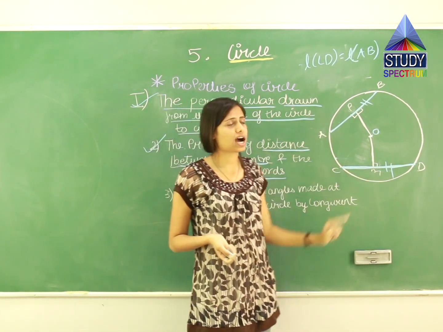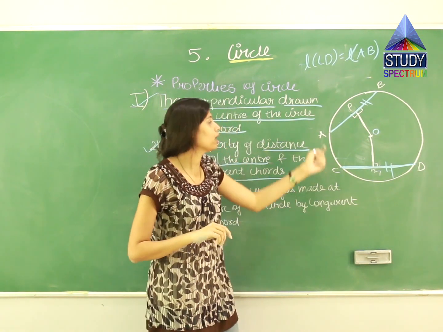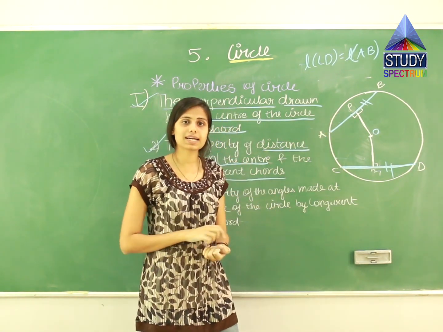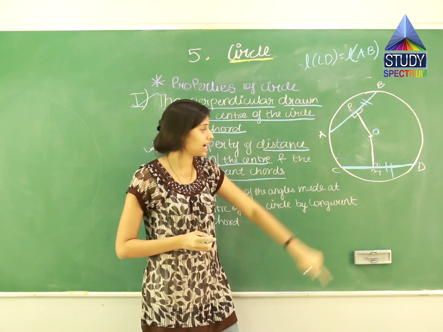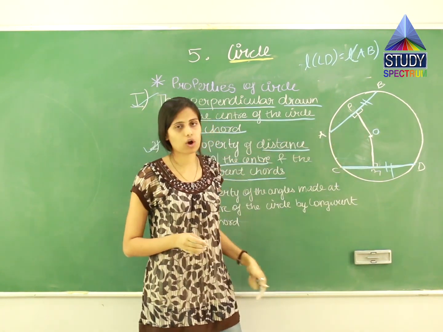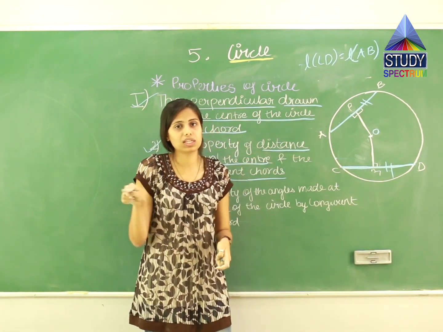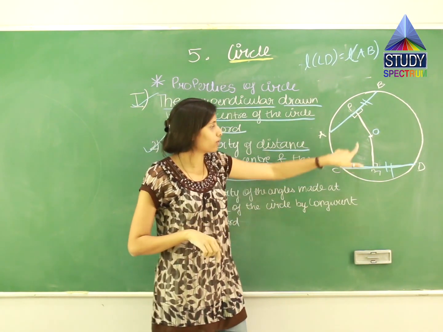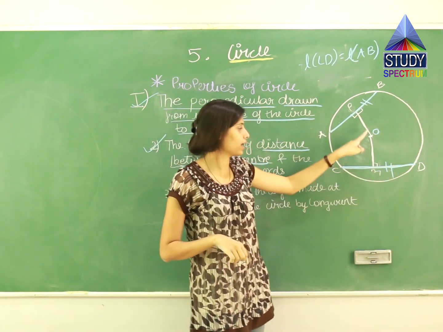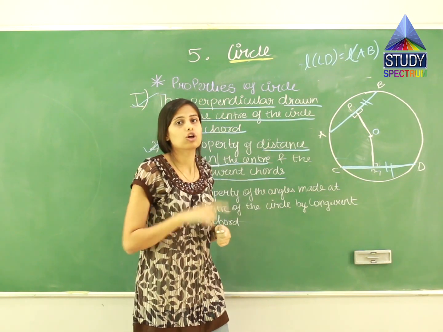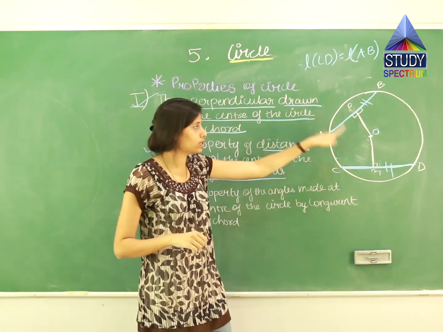Means अगर CD 4 सेंटीमीटर का है तो AB is also what? 4 सेंटीमीटर. Then हमने क्या किया? सेंटर से लेकर दो परपेंडिकुलर ड्रॉ किए. What is perpendicular? Both the angles should be of 90 degree. So over here OMD is 90 degree, OMC is of 90 degree. तो हमने परपेंडिकुलर ड्रॉ कर लिया दोनों कॉर्ड्स के लिए.